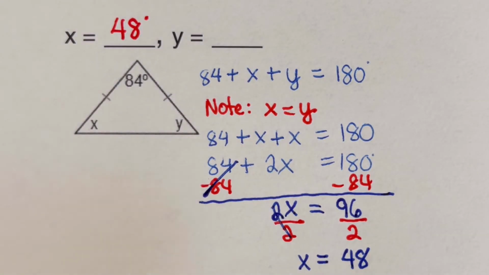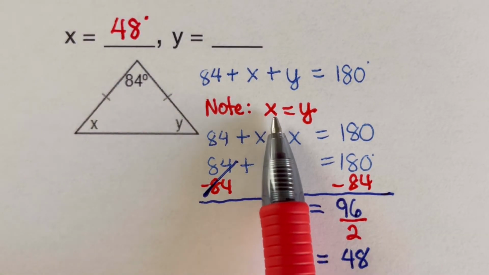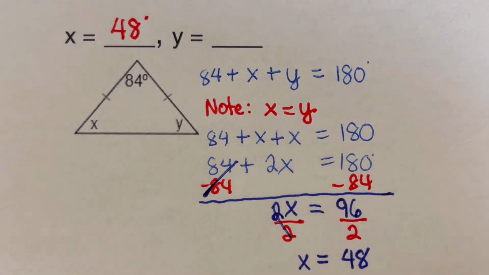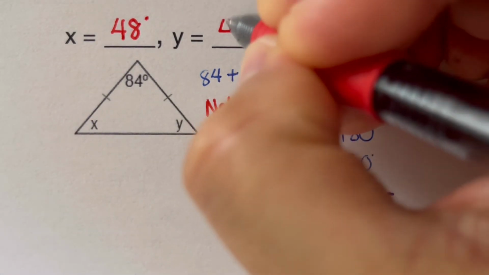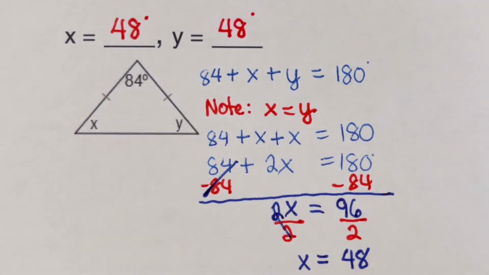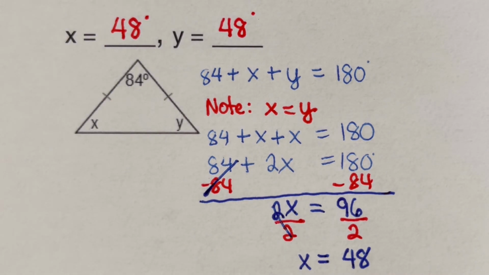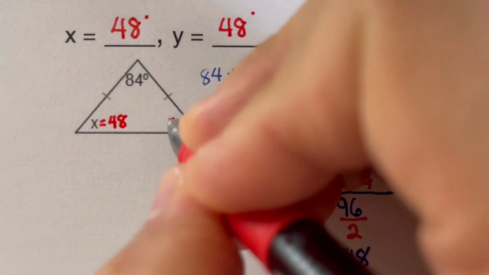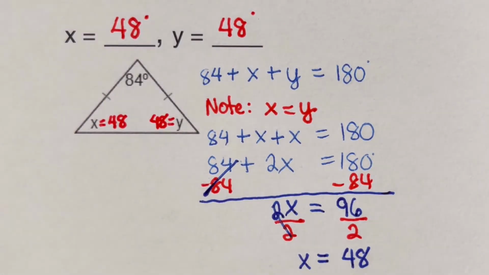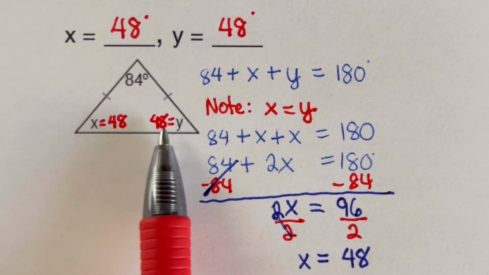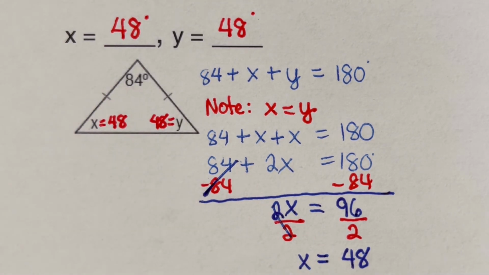Now, since we say that x is equal to y, we can say that y is also 48 degrees. And this makes sense because if this was 48 and this is also 48 right here, and we add 84 plus 48 plus 48, the total would be 180 degrees, which is the sum of all the measures inside a triangle. Now let's move on to the next example.